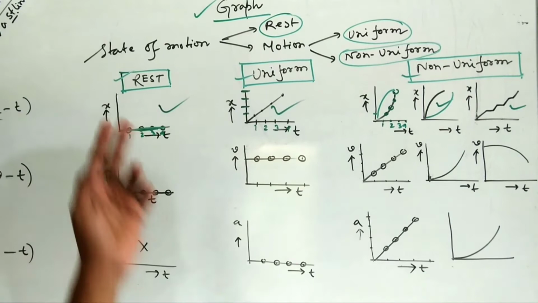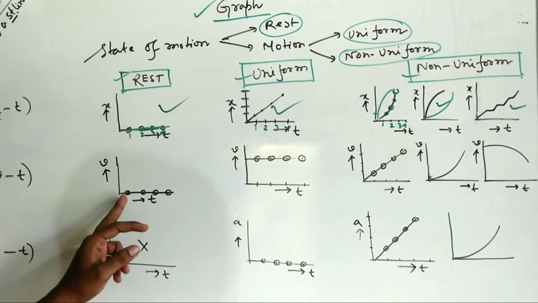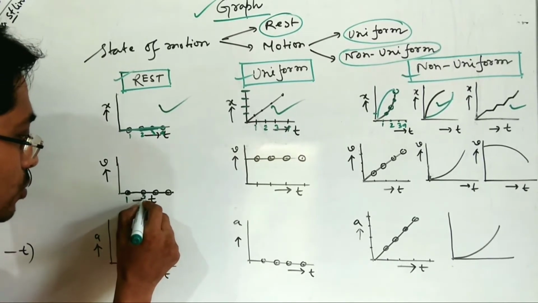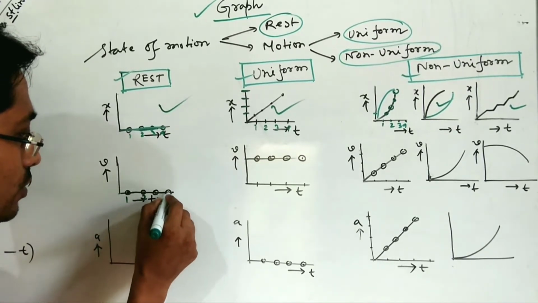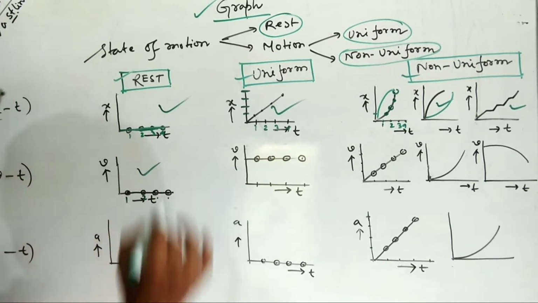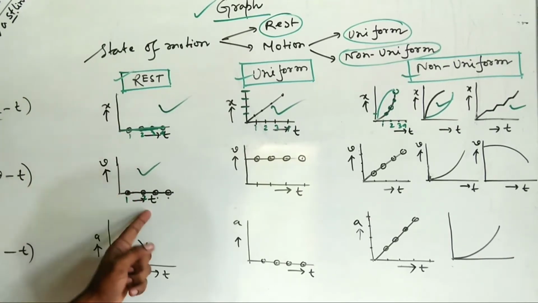If the body's velocity is 0, that means at t equal to 1, velocity 0, t equal to 2, velocity 0, 3, 0, 4, 0. So in this way, it will coincide with the t-axis. So this will be the VT graph for the case of a body which is at rest.